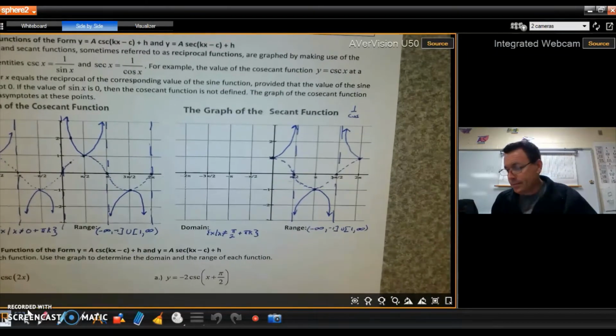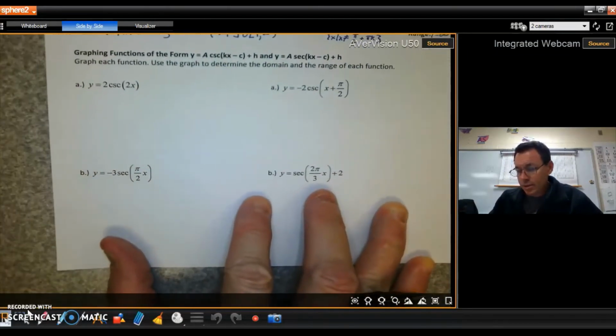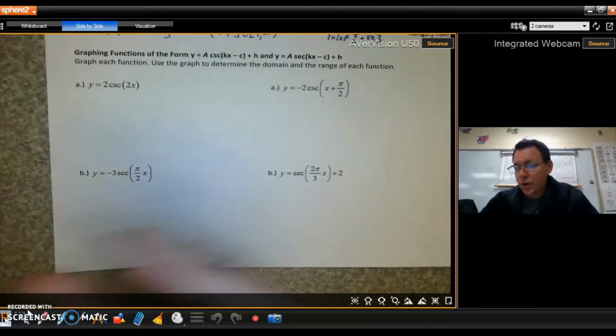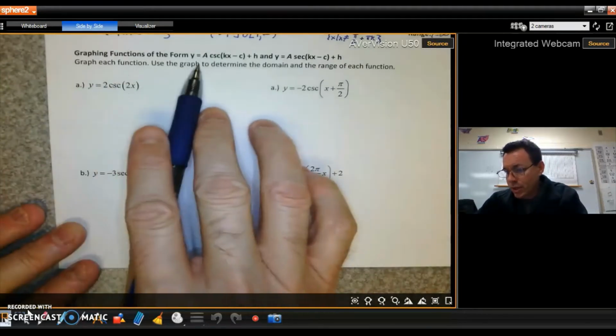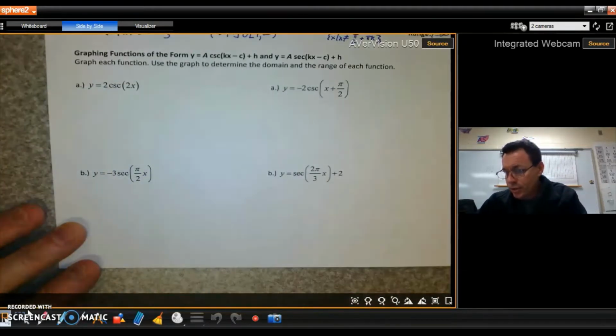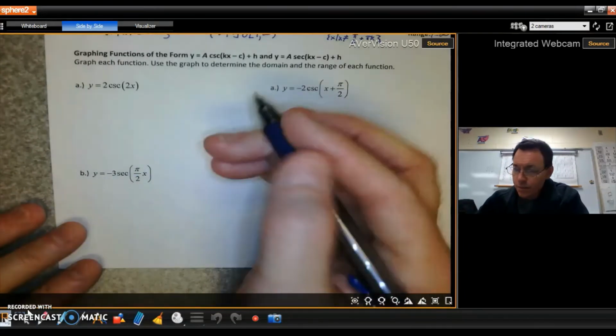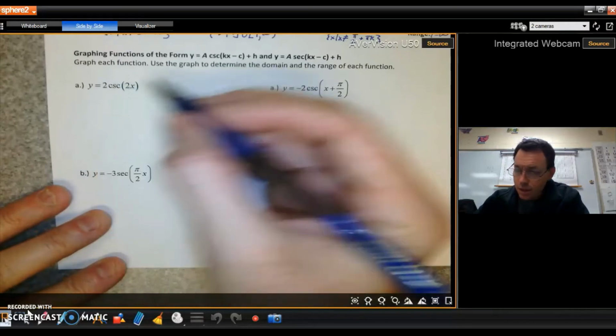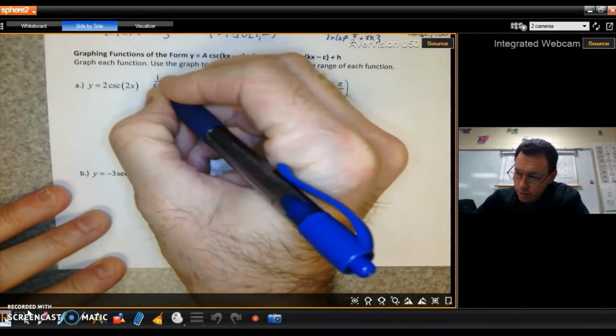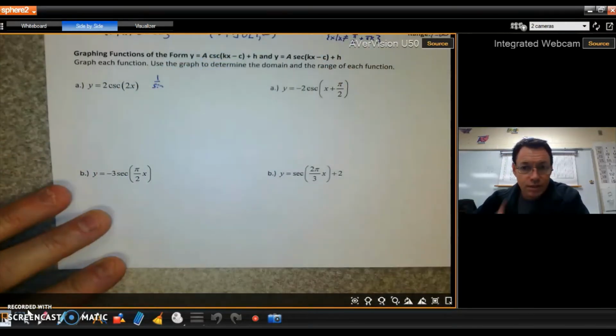Okay? All right. So let's take a look at a couple of these. These are not going to take you long. We are going to graph each function. We're going to use the graph to determine the domain and range. Okay? So for these, let's just draw one cycle. That'll be good enough. So cosecant. As soon as you see cosecant, that's 1 over sine. That's what we're really going to graph.